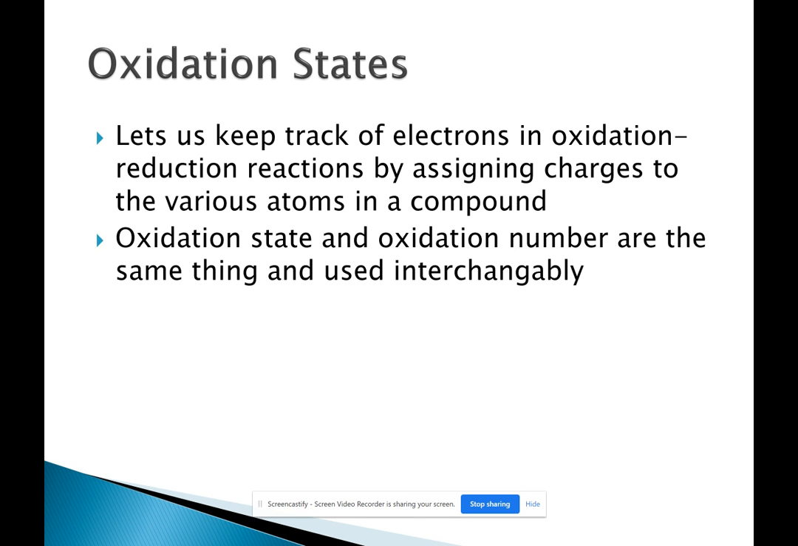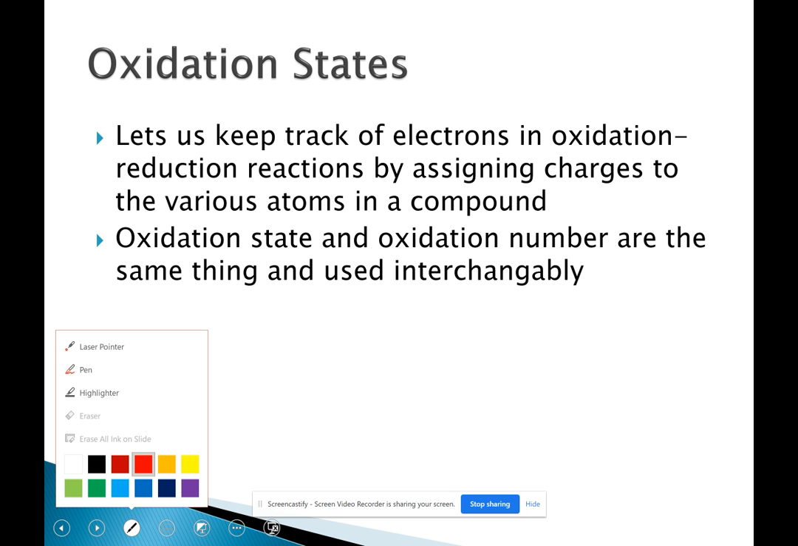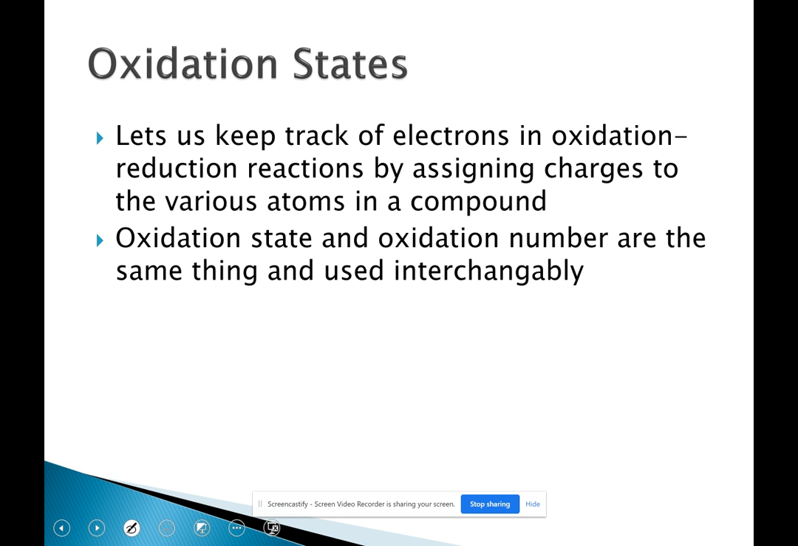Oxidation states let us keep track of electrons in oxidation reduction reactions by assigning charges to the various atoms in the compound and seeing if and how those charges change from the reactant side to the product side. Oxidation state and oxidation number are the same thing and they are used interchangeably, so don't be confused. If I switch back and forth, oxidation state, oxidation number are the same thing.